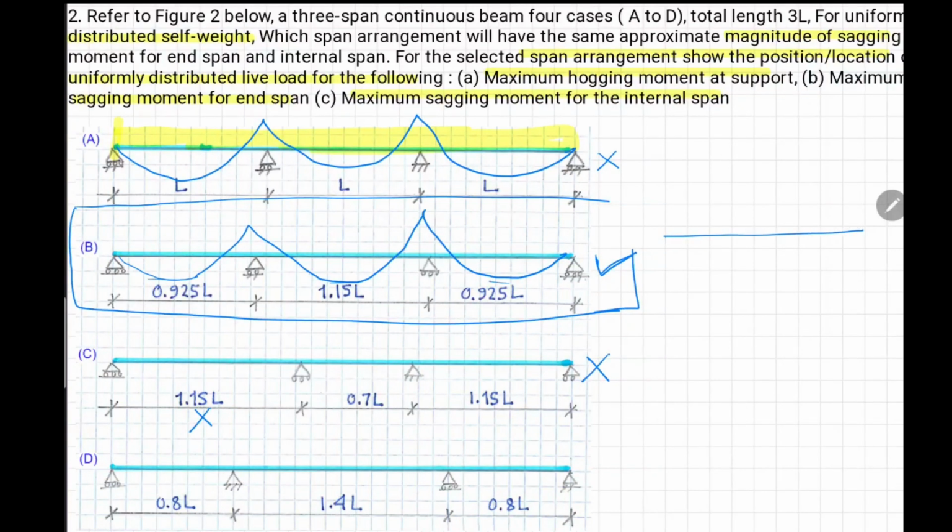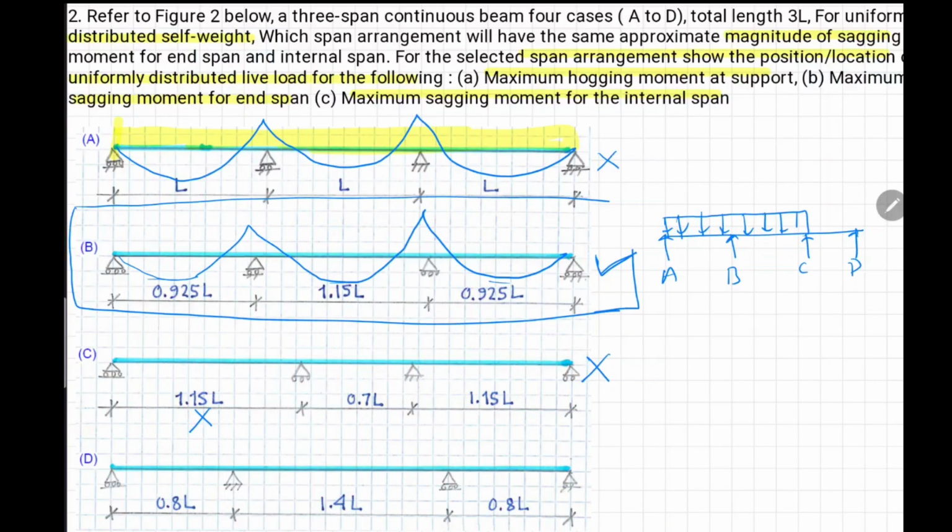So to get maximum support negative, the live load should be placed like this: A, B, C, D. So to get maximum hogging moment at support B, this is the arrangement.